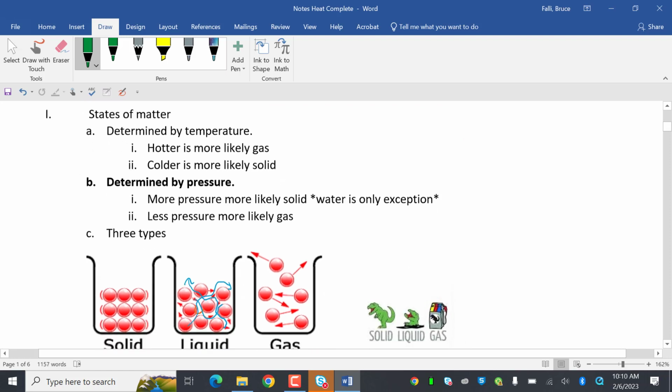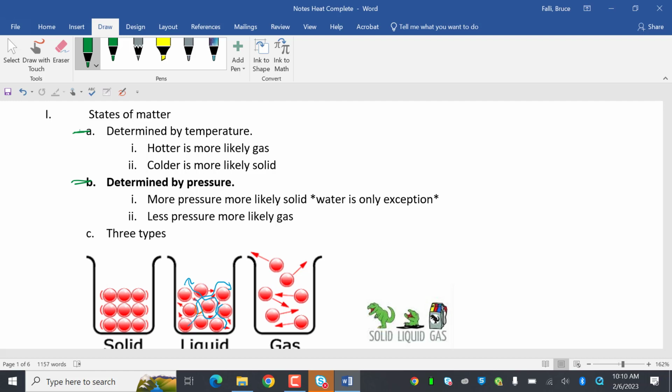States of matter. States of matter are determined by temperature and determined by pressure. See how there's two things? The hotter something is, the more likely it is to be a gas. The colder, the more likely to be a solid. This is not new information for you, right? You want to boil water? Make it hotter. You want to freeze water? Make it colder.